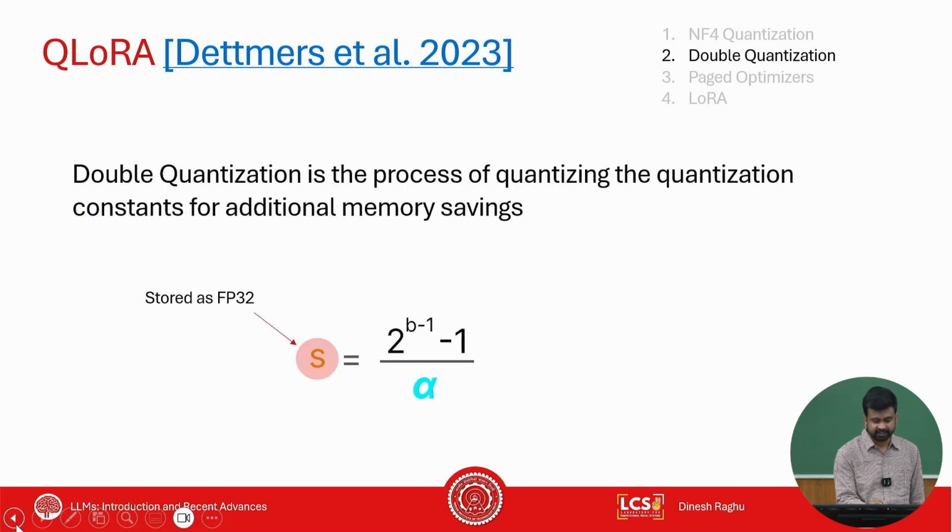And what they said is that once I have all these constants, I will divide those constants into blocks and further quantize these quantization constants, right? So you do double quantization. They say that by doing double quantization, you don't lose much on performance, but you gain a lot in saving storage space, right? So that is the advantage of double quantization. It's not going to give you a performance bump, it's just going to save a lot of space.